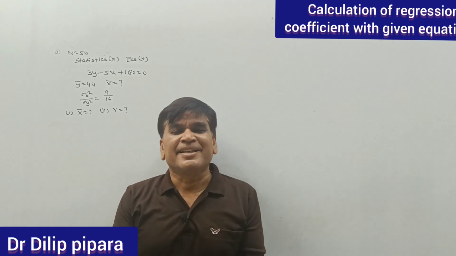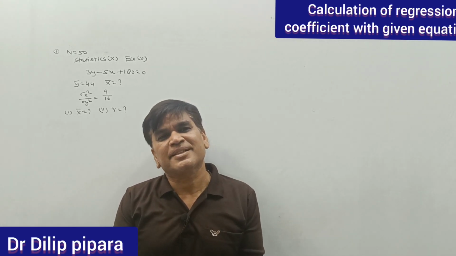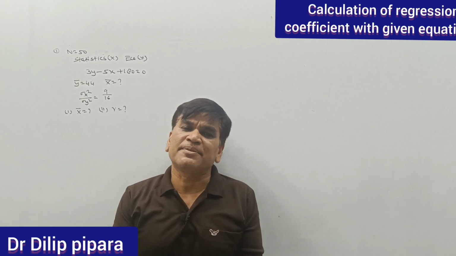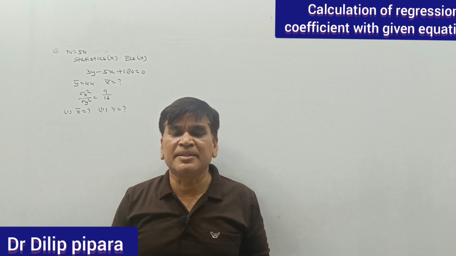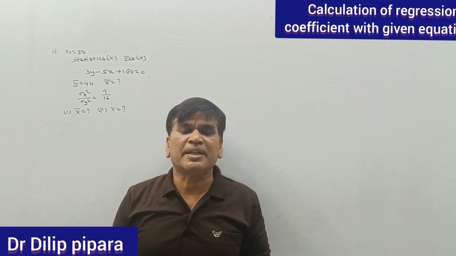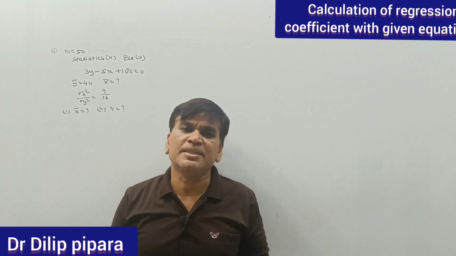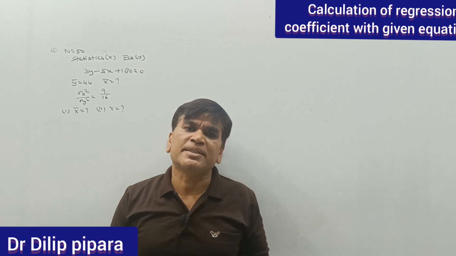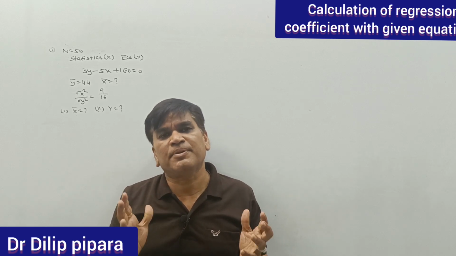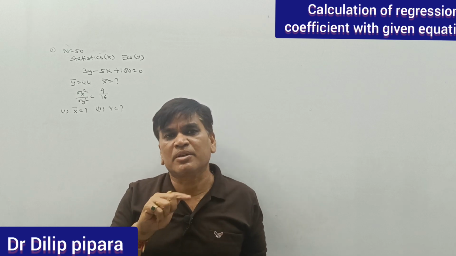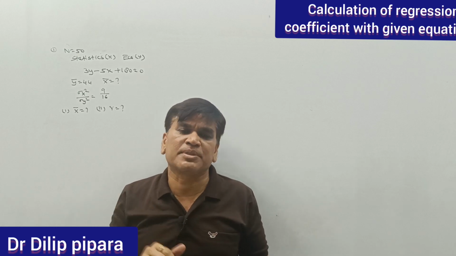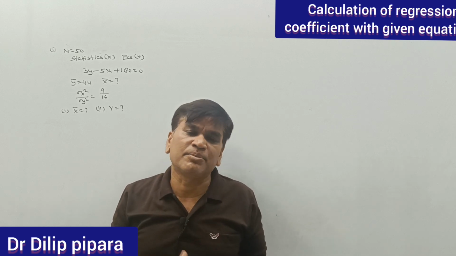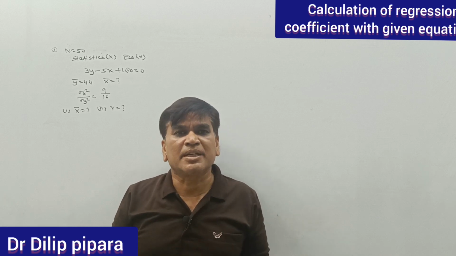Again, in the regression chapter we have discussed how to calculate regression equations. In the last video we discussed that if two equations are given, then how we can calculate the arithmetic mean of the x series and the arithmetic mean of the y series, and regression coefficients like bxy, byx and the value of correlation, with the help of only two equations. In today's video also we will discuss this: if one equation is given and something else is required, how we can calculate these things.